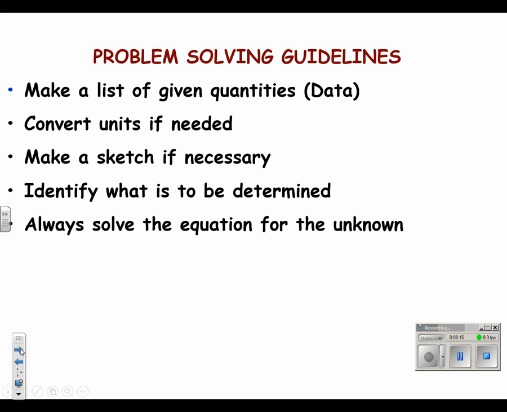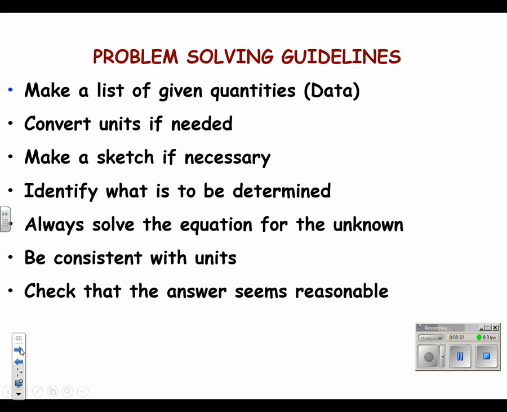Then you're going to solve the equation for the unknown. So I want you to actually pull the formula from the formula chart and rearrange it before you plug in numbers. Okay? Be consistent with your units. Make sure that all the units are the same so that they'll be able to cancel out. Check to make sure your answer is reasonable. Does it make sense? Okay? Did you get a negative time? Can you get negative time? No, that's not reasonable. So check for little things like that when you get done.